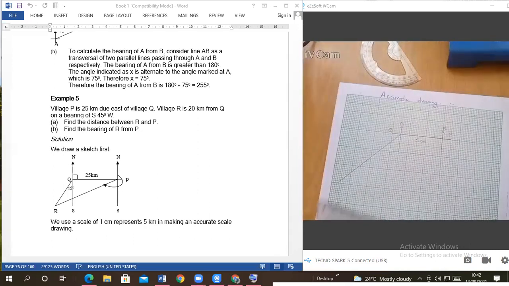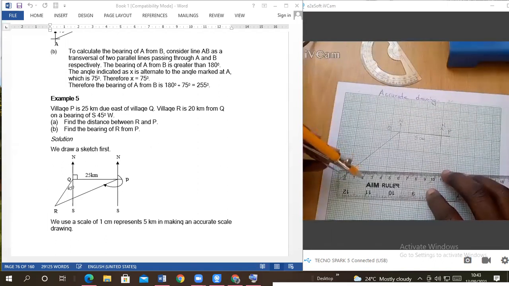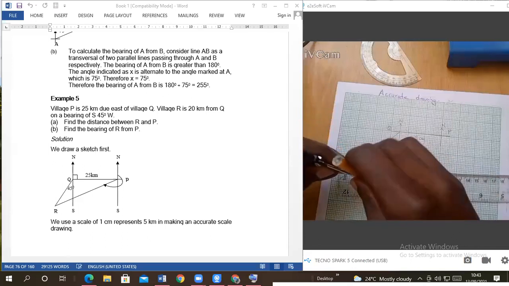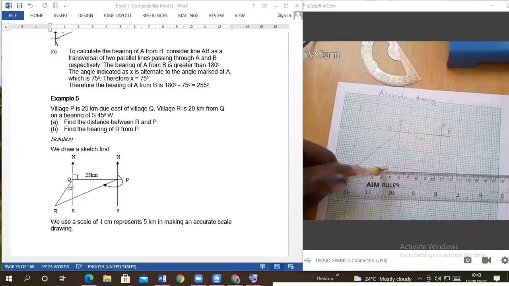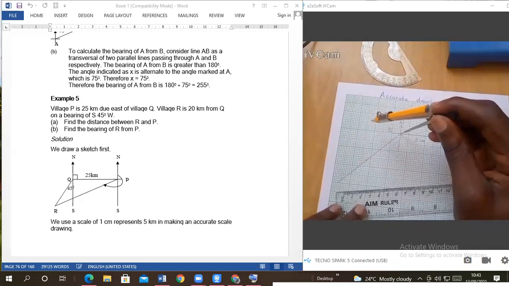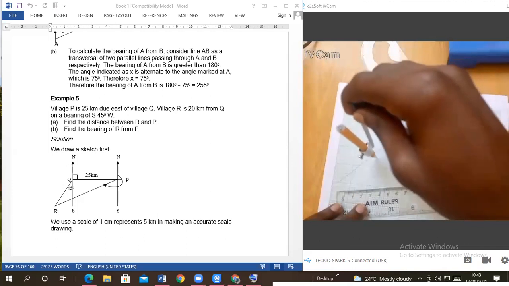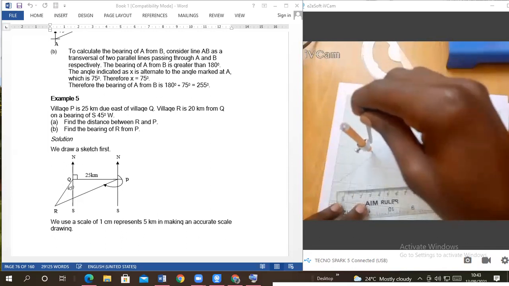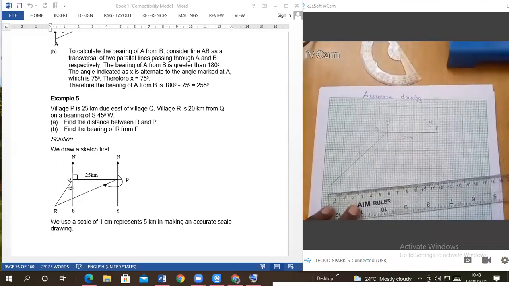Then get your ruler again. This time the distance is 4 centimeters. Measure 4 centimeters. Make sure that you are accurate. Measure that. Then come and put it here. Then make an arc. Have you seen that?